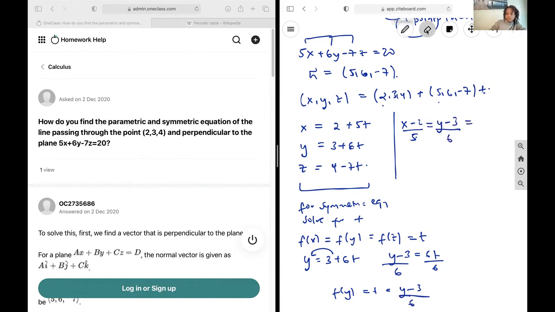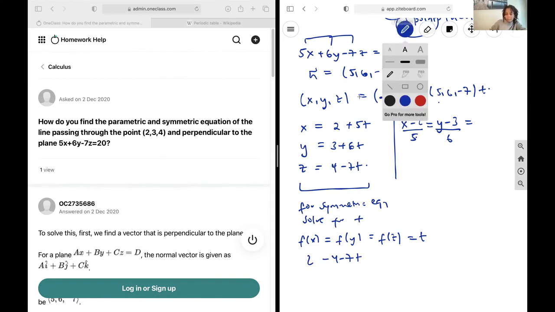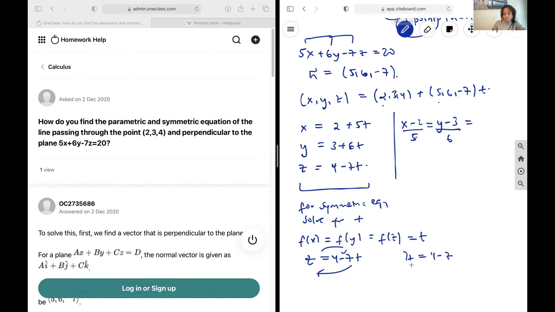And then lastly, let's look for a function of z using the parametric equation involving z. So with z = 4 - 7t, we can bring the 7t over and bring the z back. So we get 7t = 4 - z, so t is equal to our function of z, and that's going to be (4 - z)/7.